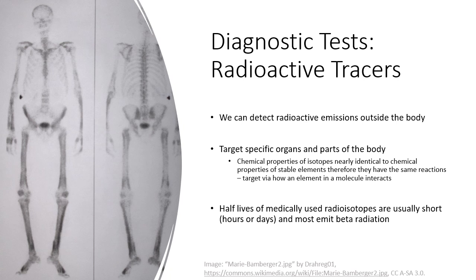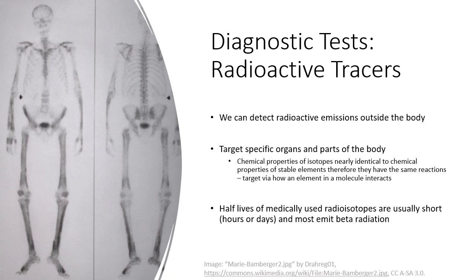So chemical properties of isotopes are nearly identical to chemical properties of stable elements, and therefore they have the same reactions, and you can target the body or part of the body based on an element in a molecule and how it interacts with that organ. So for example, your bones interact with calcium. You can take radioactive calcium and you get more radiation signal coming from where calcium is currently depositing on the bones.